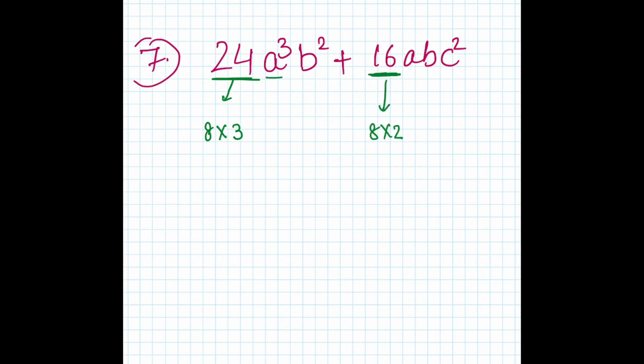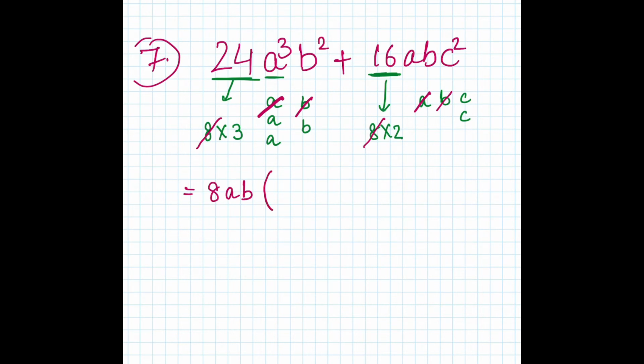All right, and then we have a cube, means we have a times a. We have b squared, that means we have b times b. I'm just not writing in a long line, I'm just writing it out there. Here we have a, we have b, and we have 2 c's, right? Now let's see what we have common. So we have 8 common, so we put 8 outside. Then we have 1a common, so we write a. We have 1b common, so we write b, and that's it. We don't have anything else common.